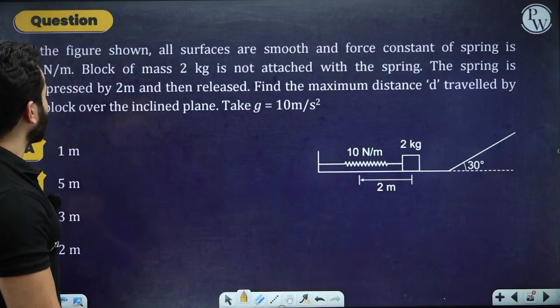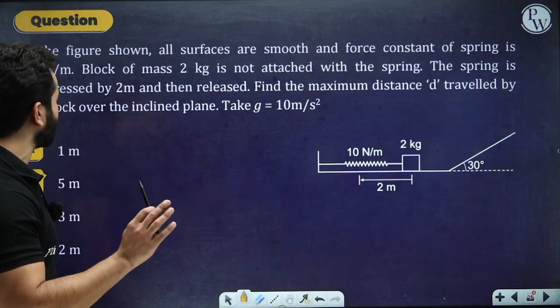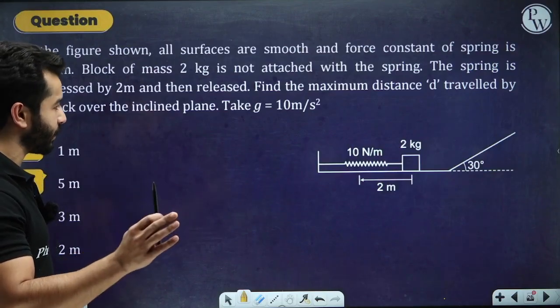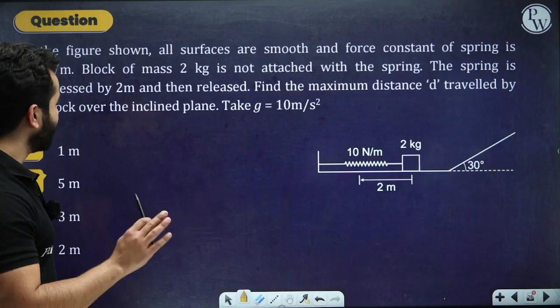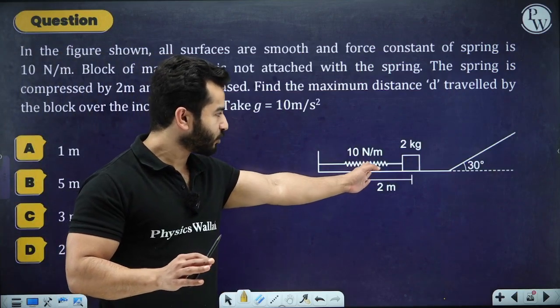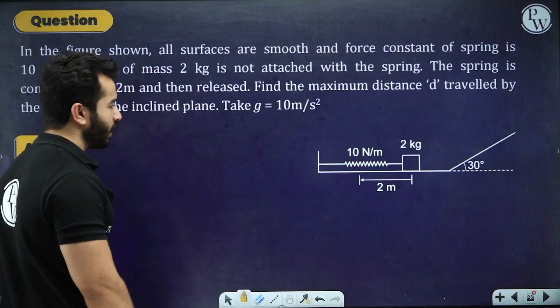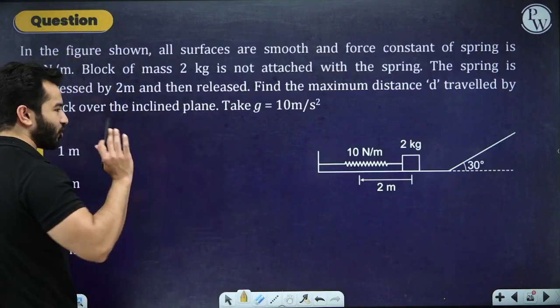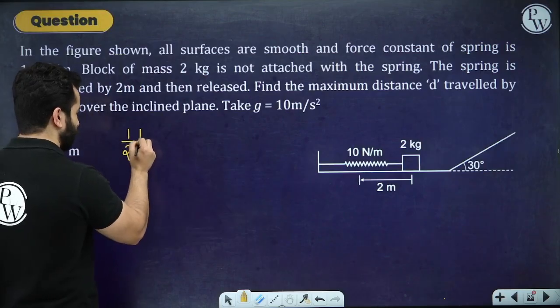The question says, in the figure shown, all surfaces are smooth and the force constant of the spring is 10 Newton per meter. A block of mass 2 kg is not attached with the spring. The spring is compressed by 2 meters and then released. So when it is released, the block is going to move away. If it is compressed, surely it has got potential energy. So that potential energy is written as half k x square.